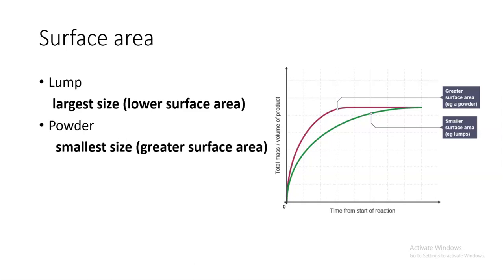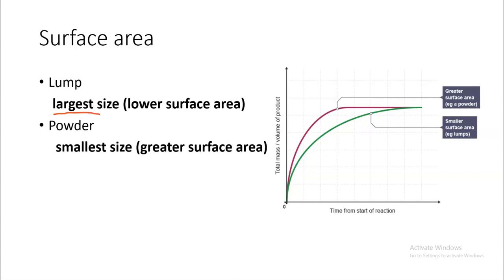So these are my two graphs. Now, the green one, you can see it has got a smaller surface area, which remember are the lumps. The other one has got a bigger surface area. Some people tend to get confused when it's like this, but always remember, lump is the largest size. So always start from the size. Don't just start straight from the surface area. Start from the size. Lump has the largest size.